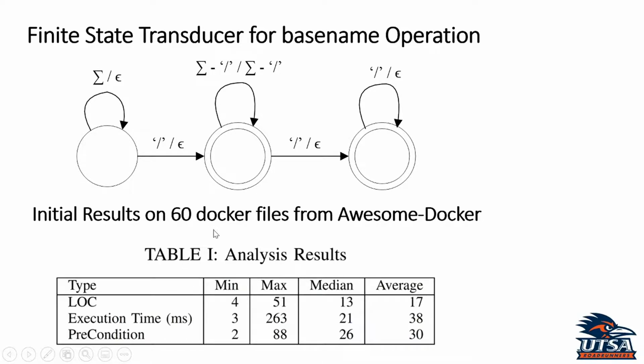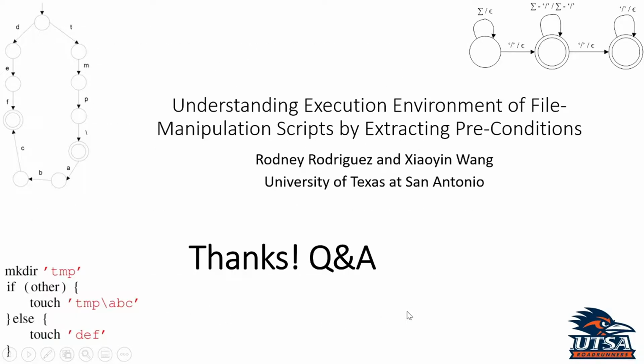Our initial results on 60 Dockerfiles from Awesome Docker show that our analysis is able to create preconditions with a size from 2 to 88, with a median of 26 nodes. At the same time, the execution time is within 1 second. Thanks. Any questions?